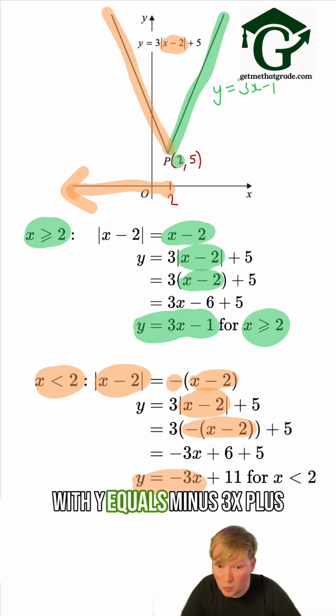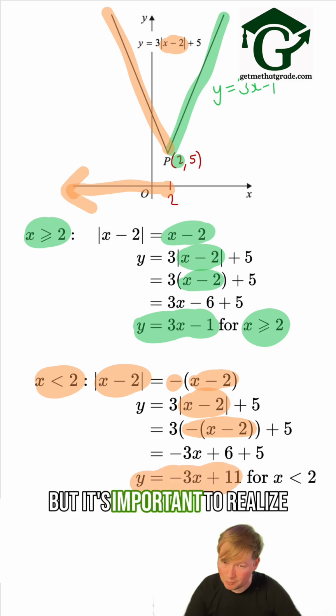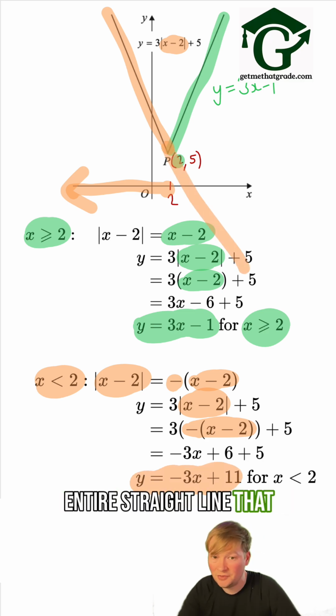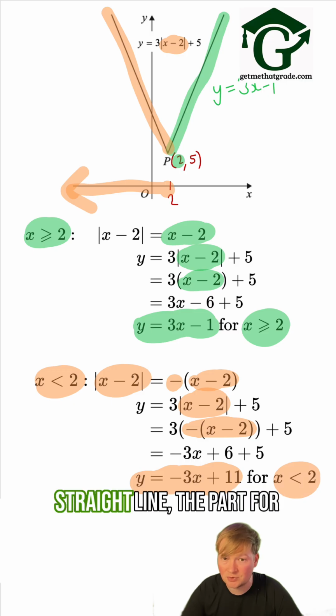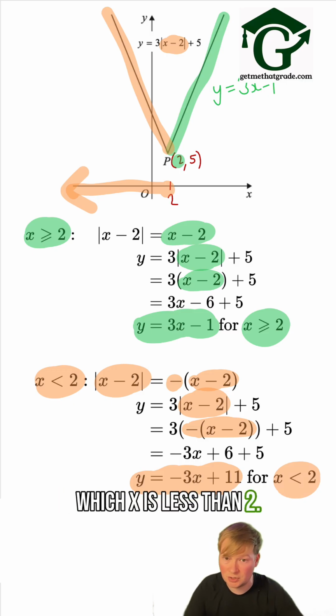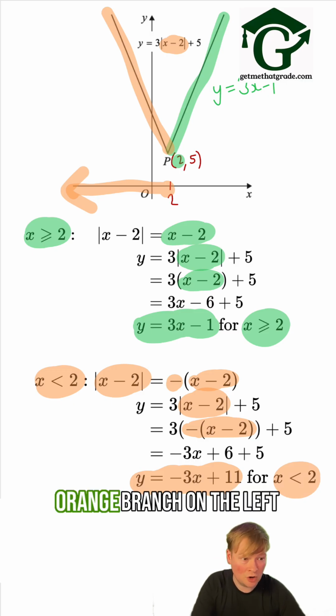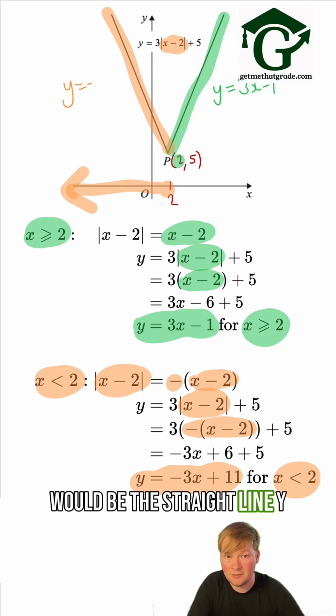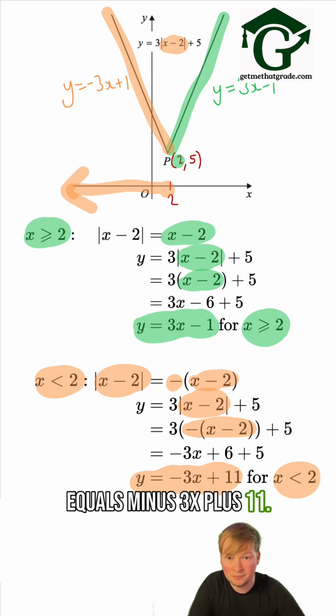If you simplify, we end up with y equals minus 3x plus 11. But it's important to realise again, we don't have the entire straight line that goes on forever. No, we only have part of the straight line, the part for which x is less than 2. So the equation of this orange branch on the left would be the straight line y equals minus 3x plus 11.